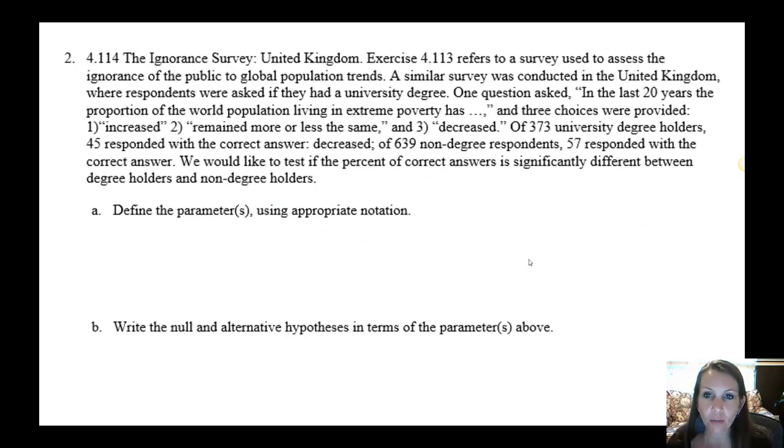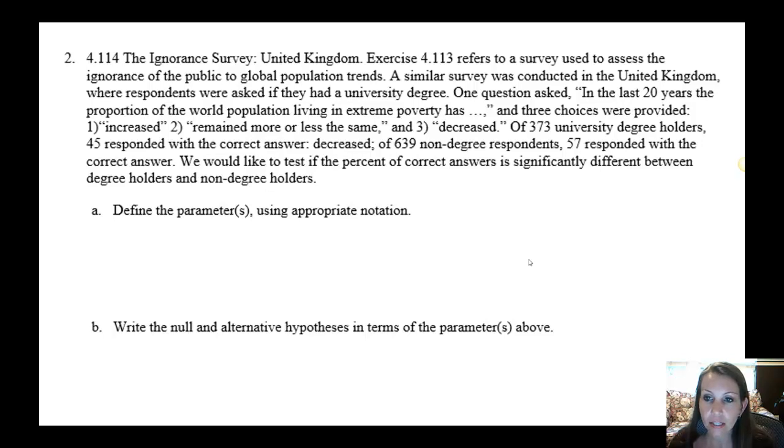Exercise 4.113 refers to a survey used to assess the ignorance of the public to global population trends. A similar survey was conducted in the United Kingdom where respondents were asked if they had a university degree. One question asked, in the last 20 years, the proportion of the world population living in extreme poverty has, and 3 choices were provided. 1, increased, 2, remained more or less the same, and 3, decreased.